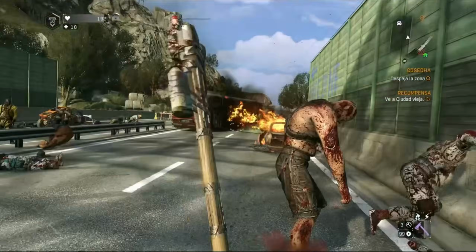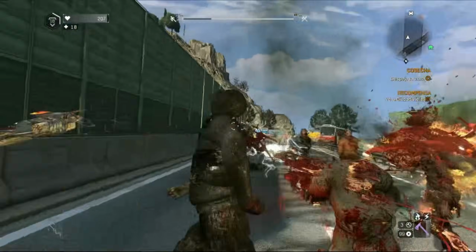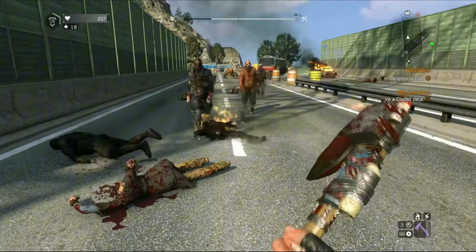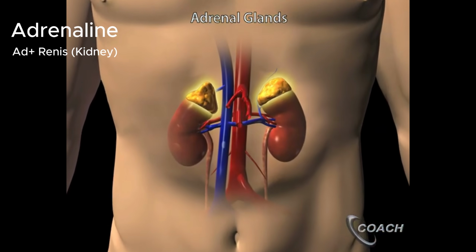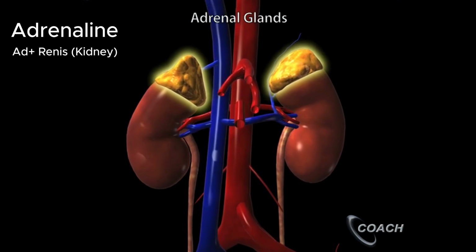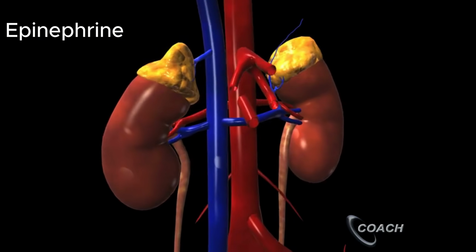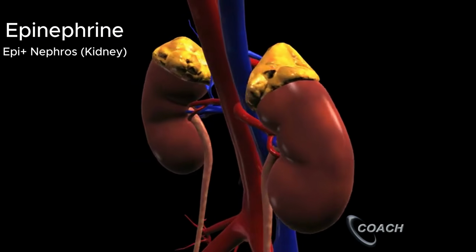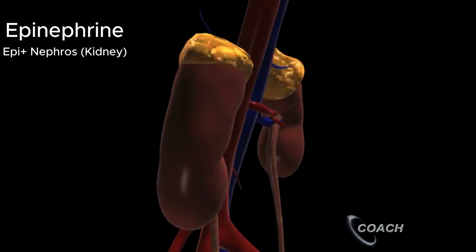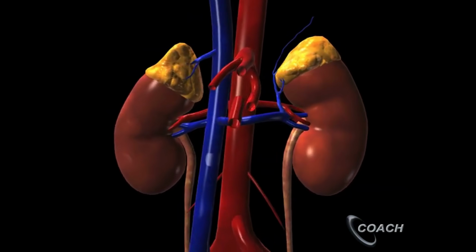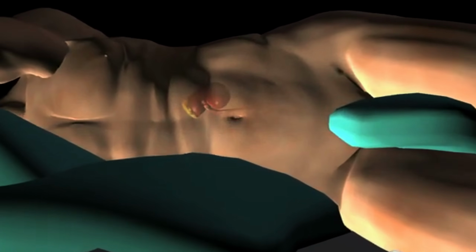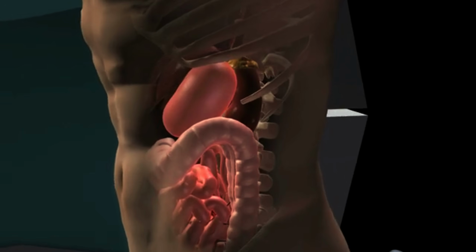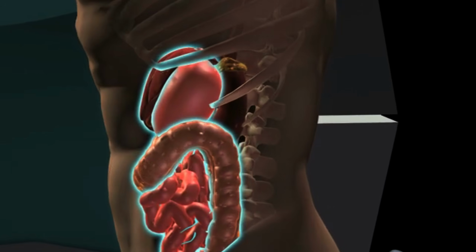You see, in the human body, adrenaline is mostly produced by a pair of glands located above the kidneys, hence the name adrenaline. Ad renis, renis being kidney in Latin. The other common term for this hormone, epinephrine, follows the same logic. Epi, that means above, and nephros, that means kidney, but this time it is in Greek. These glands are consequently called adrenal or suprarenal glands, and they produce a wide variety of hormones beyond just adrenaline.